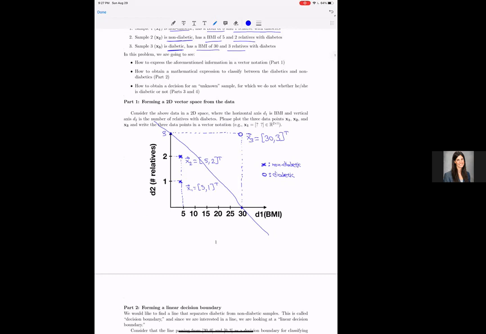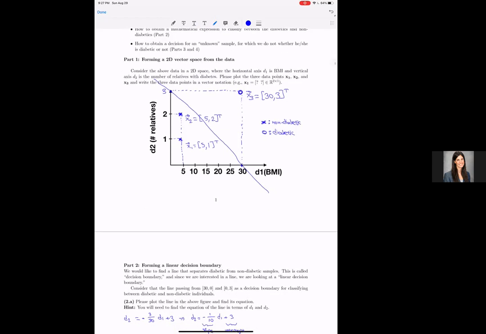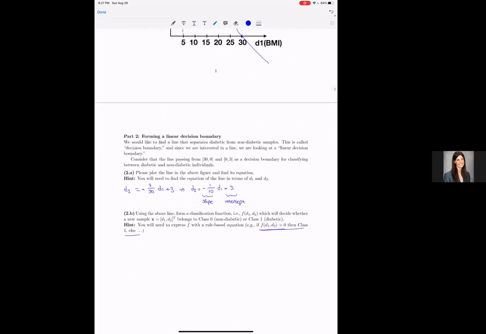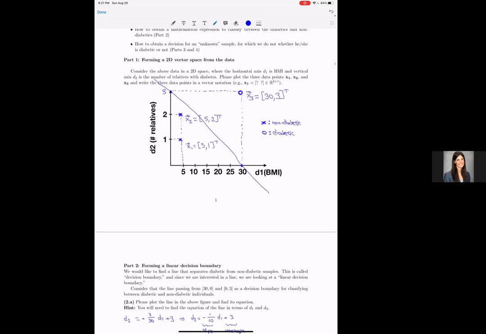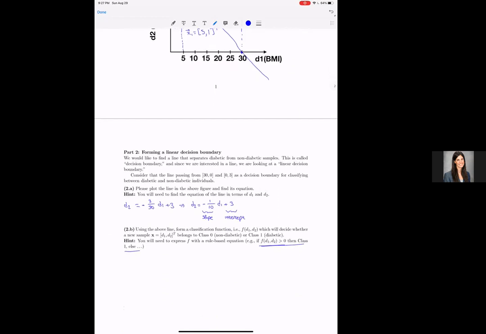samples that are on the right side of this line appear to be more the diabetic individuals. First of all, because we have sample X3 here on the right side of this line, which is diabetic. And we also have samples X1 and X2 on the left side of the line, which are non-diabetic. So having said that, a reasonable classification rule would be that whatever is on the right side of the line is a diabetic sample. And how do we express right and left in mathematical terms? Whatever is greater or less than 0.